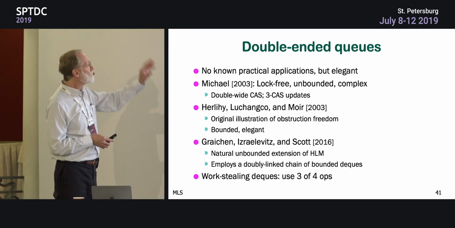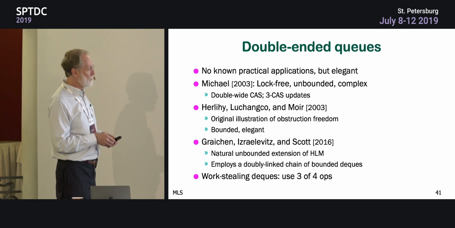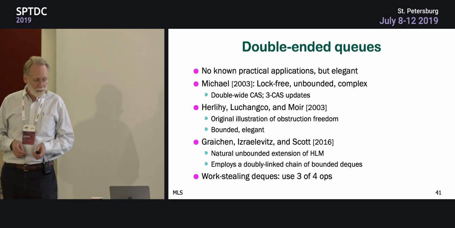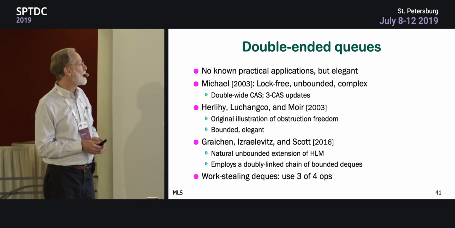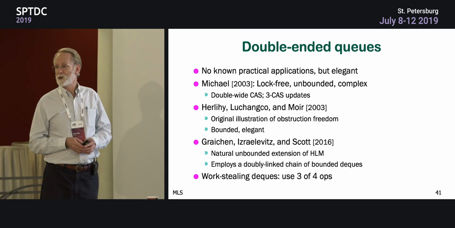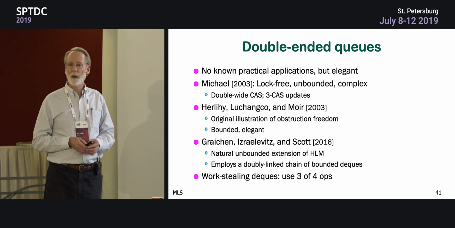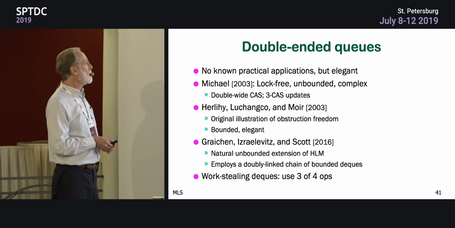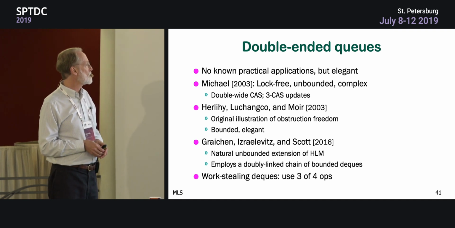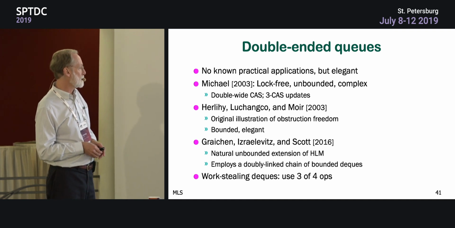I am going to go through the Herlihy, Luchangco, and Moir obstruction-free deque, and I'll mention the fact that you can make it unbounded by linking together multiple instances of the original algorithm. I had an undergraduate student, Matt Graichen, who did that a few years ago and published it at ICPP.